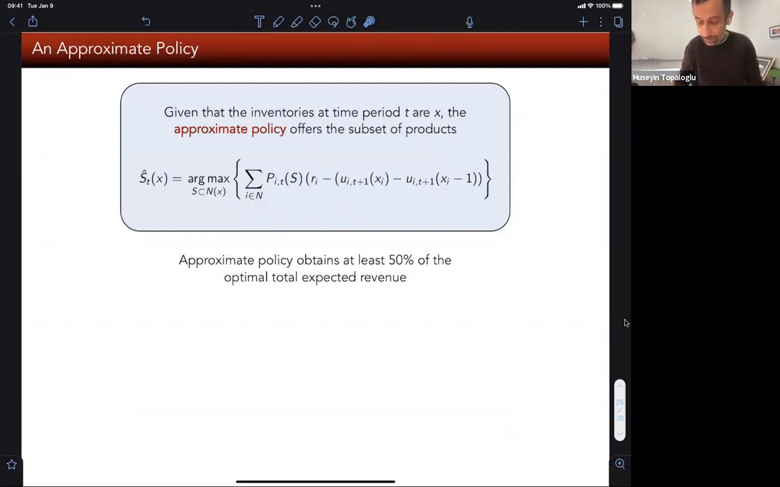I'm sitting at time period T, and the remaining capacities on my products are given by my vector X. So what is my approximate policy going to do? At time period T, if I sell a unit of product I, this is the revenue I make. But if I sell a unit of product I, instead of having xi units at the next time period, I'm going to have xi minus 1 units.